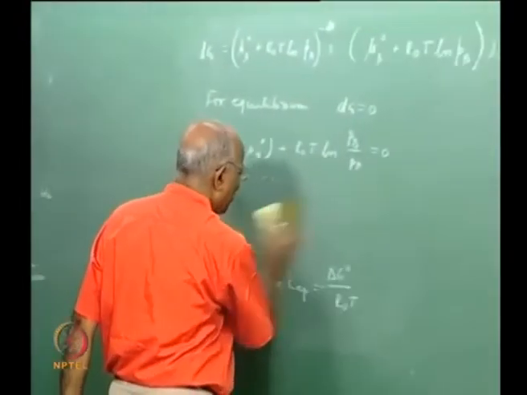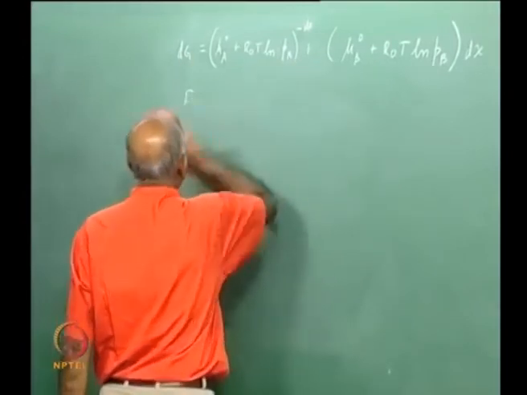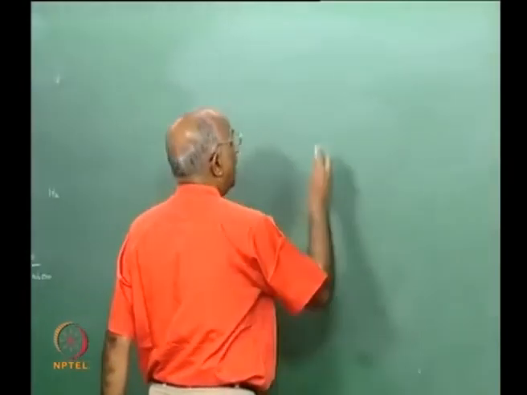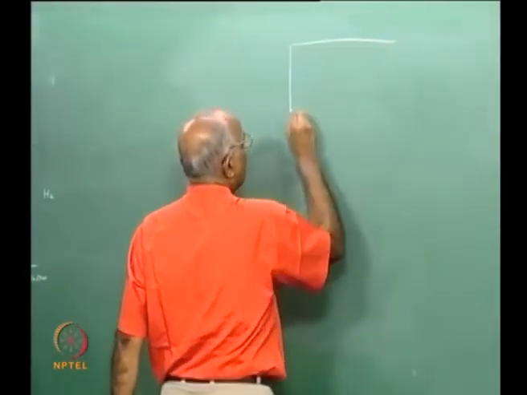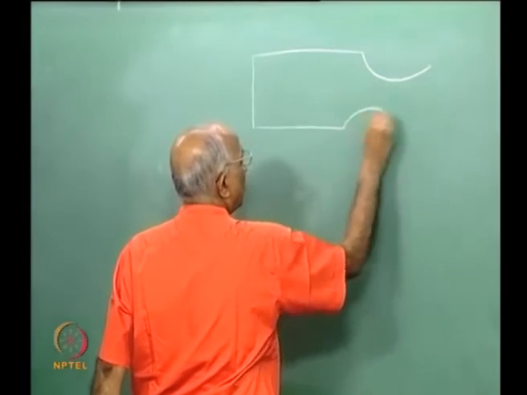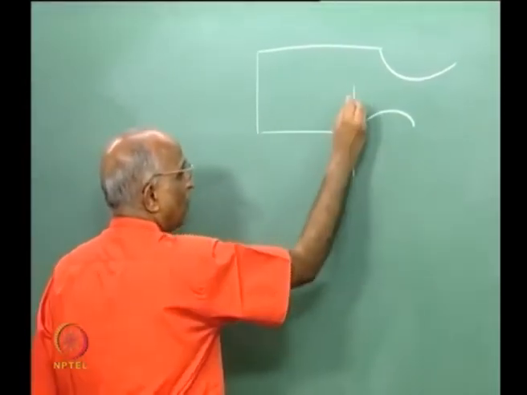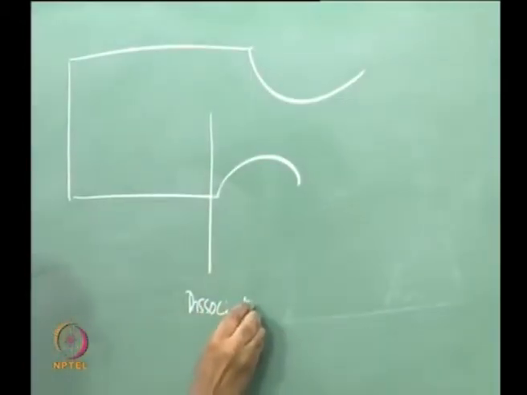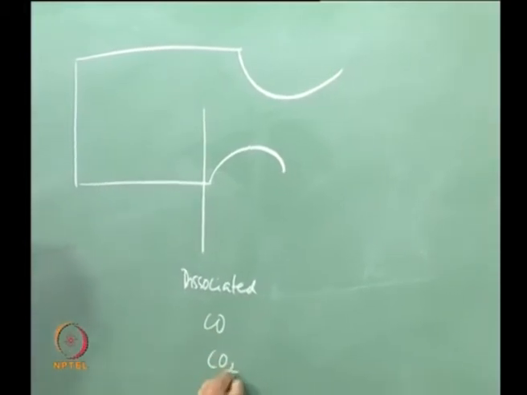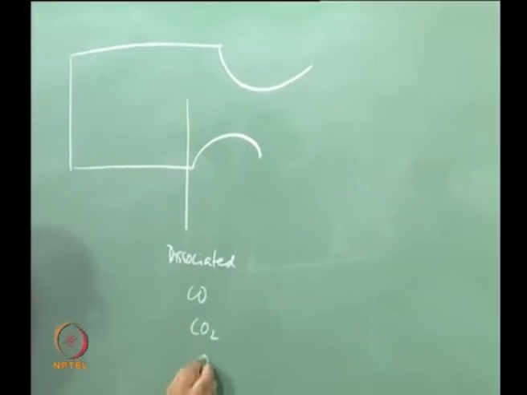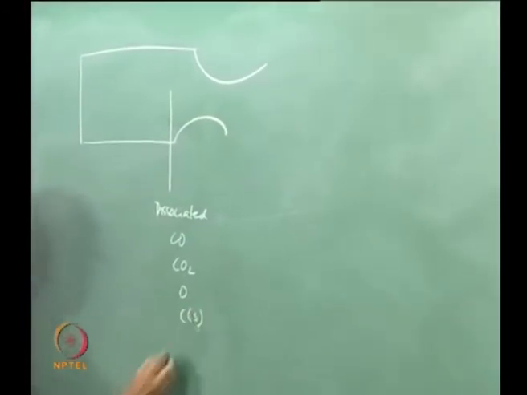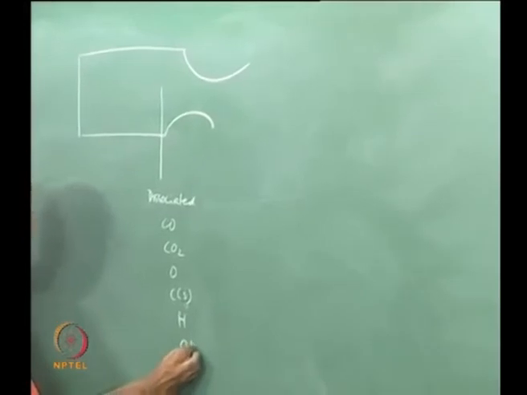But why are we considering all this? Before I go back and show some results, we must remember that in any combustion chamber the temperature of the products of combustion is quite large, and therefore I can get dissociated species. What do we mean by dissociated? I get CO, CO2, maybe something like O, maybe carbon in the solid phase, and H, OH and so on.